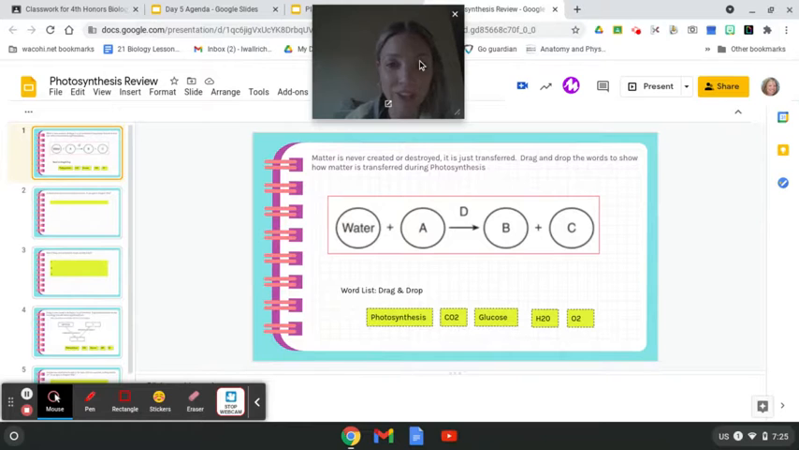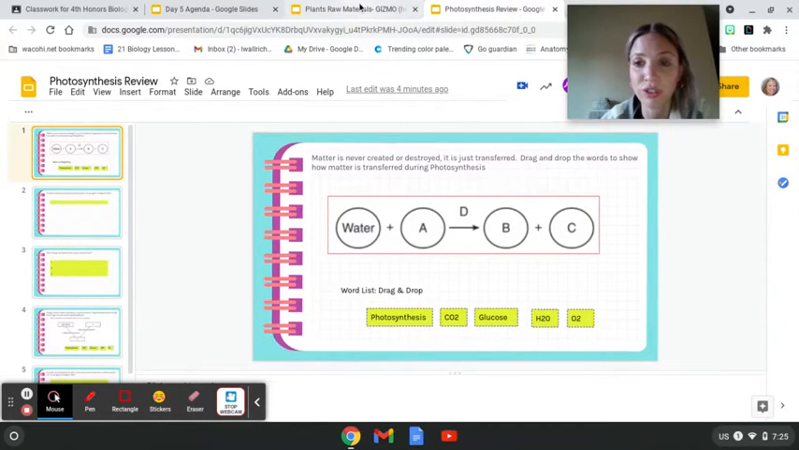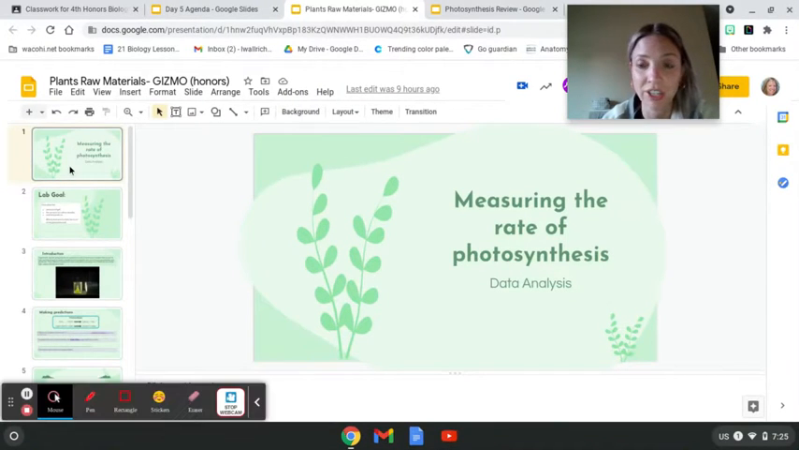Okay, now that you've done your photosynthesis review and you took your best guesses there, next you're going to go to the other assignment listed today, which is called Plants Raw Materials. And you are going to be doing part 1. And to do this, you're going to basically look at 4 different variables and see how they affect the rate of photosynthesis. So today you'll be investigating how does the amount of light affect photosynthesis?